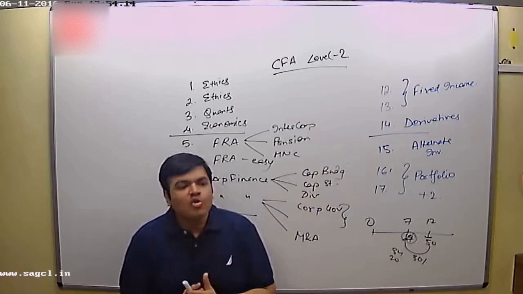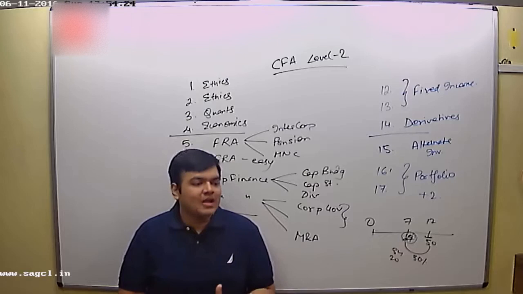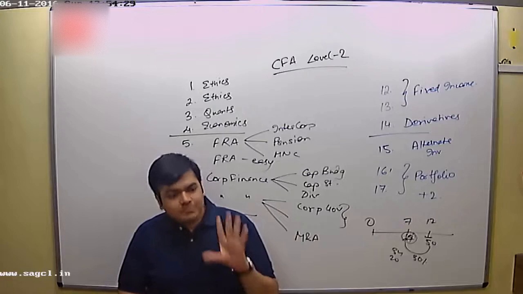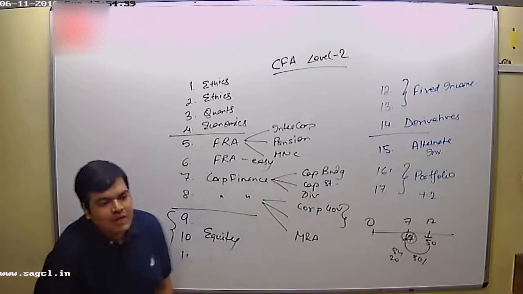High frequency trading. Algorithm banaoge. Kuch formulas wagera banaoge based on past prices. And on the basis of those formulas, you'll try to do certain kind of trading. That is algorithmic trading, high frequency trading and all. So it's very theoretical, interesting. It's not bad theory. It's interesting, theoretical, just terms and all that you'll need to remember. That's your syllabus for level 2. That's the whole syllabus for level 2.